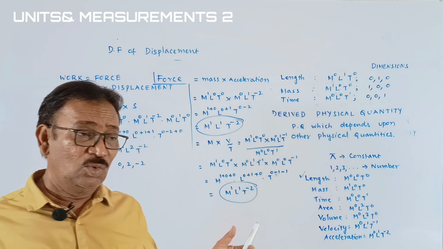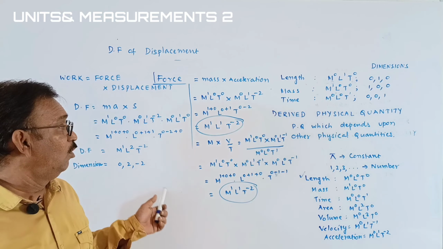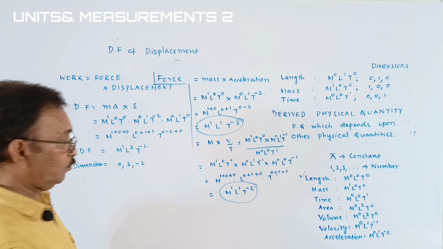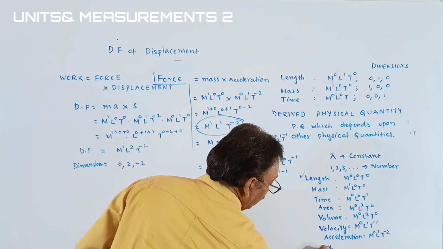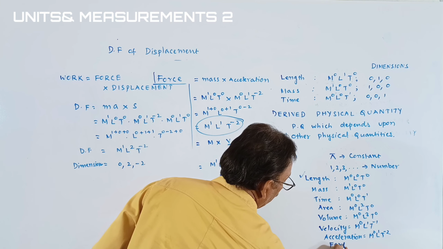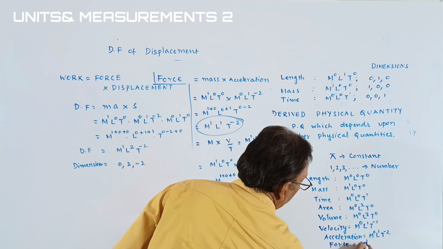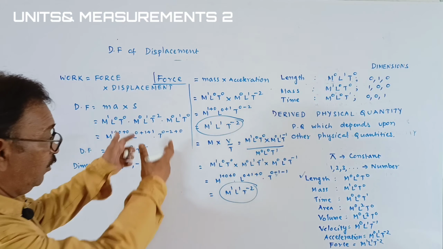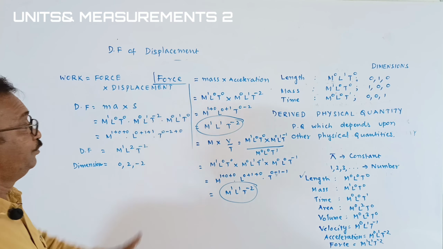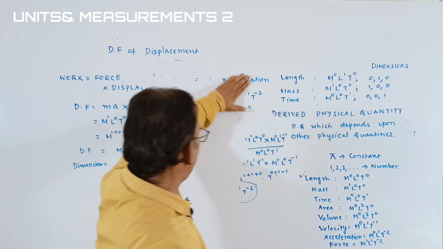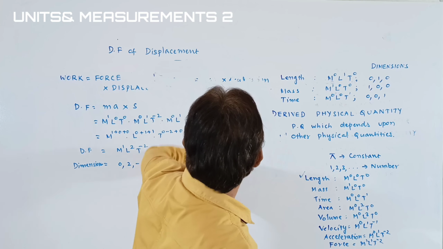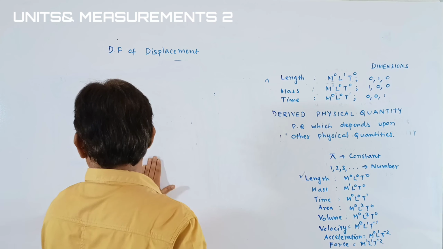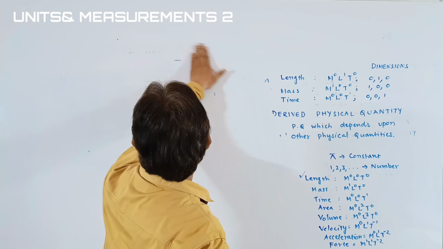I gave a few physical quantities for you. We completed work, acceleration. Then after, we got for force, it is M1 L1 T inverse 2. Okay, students. And we got numerous physical quantities there. Understanding, students? I hope you are understanding. And we go with one more.